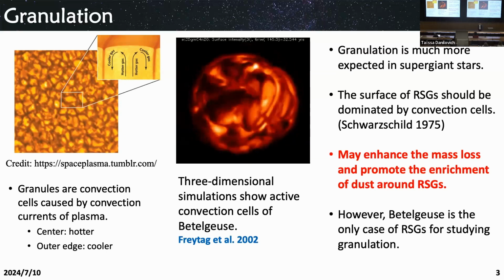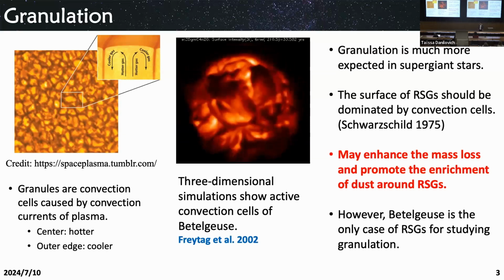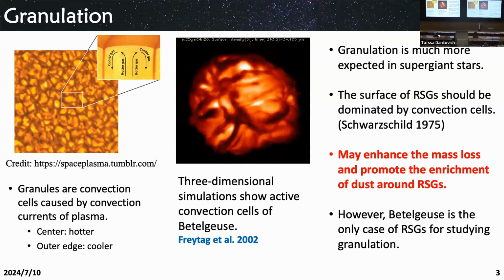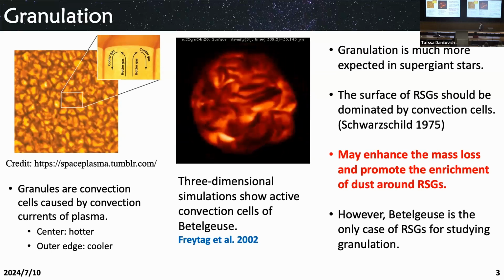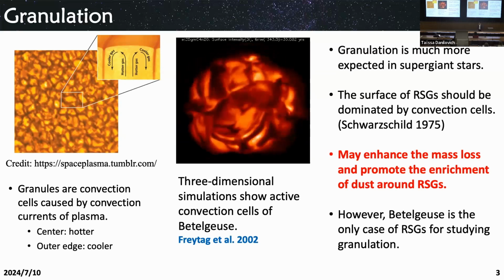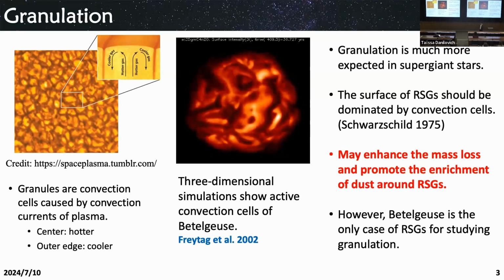But Betelgeuse is the only case for us to study, because other red supergiant stars are too distant to be directly imaged. Fortunately, the convection cells on their surface are large enough to significantly affect their light variation, so we are able to indirectly study them through the light curves.